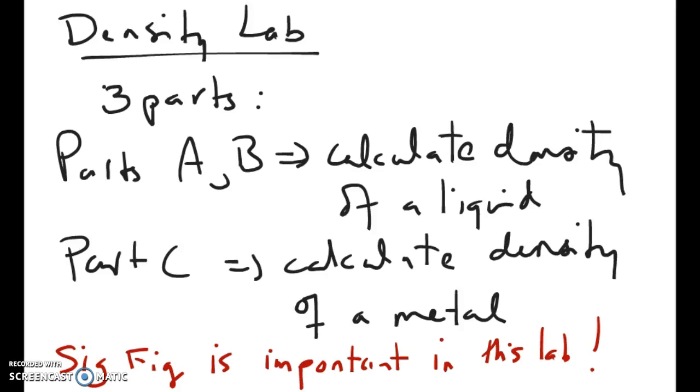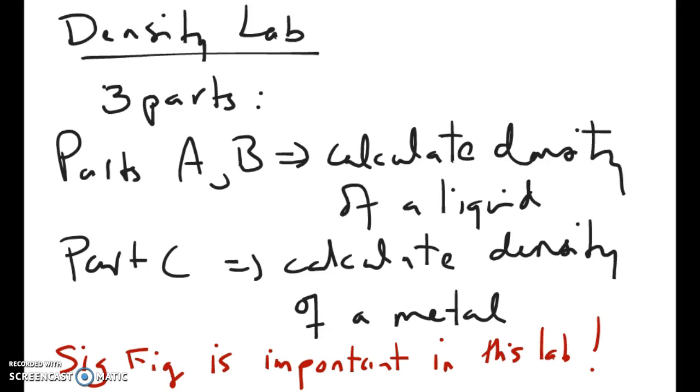Okay, so today I want to talk about the density lab. There are three parts to this lab. The first two parts are where you're going to make measurements of mass and volume so that you can calculate the density of a liquid. And in part three, you're going to calculate the density of a metal, again by making measurements of mass and volume of that metal.